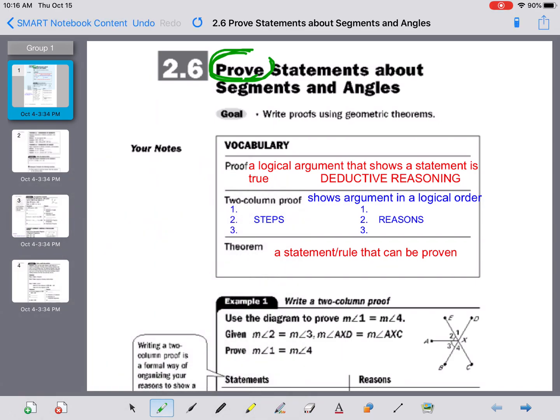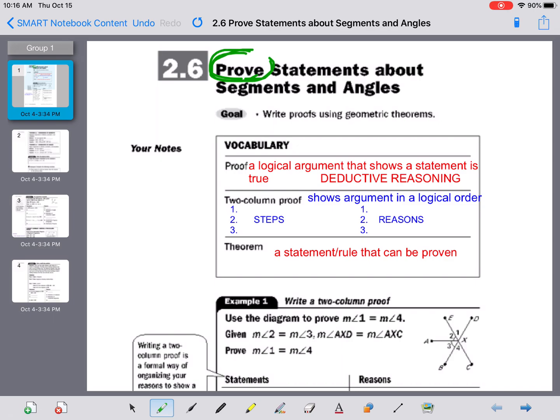Okay, so a proof is a logical argument that shows a statement is true, and that is deductive reasoning. It is very logical. We use facts. We can't just say something without supporting it with a reason why we say that. A two-column proof shows this argument in a logical order, and we did some two-column proofs when we did our equations the other day, okay? This isn't the only way to do proofs, but it's the first way I'm showing you. So just remember, steps on one side with a reason on the other. We always have a reason for every step we do.